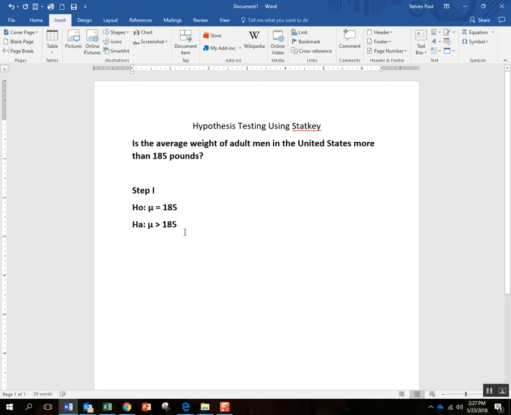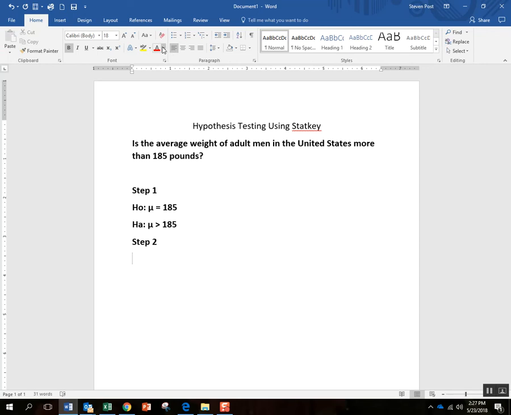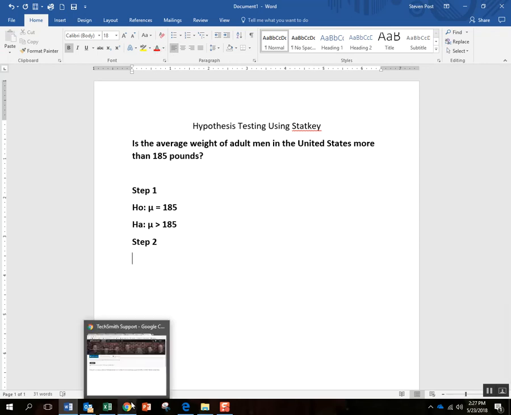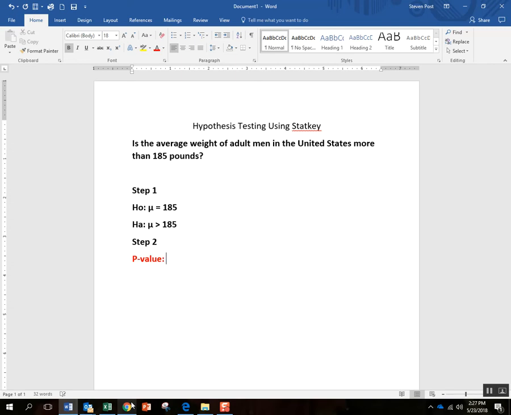Step two is to find the p-value. So the p-value is the answer to this question. So the p-value answers the question. I'll just put this in red. What is the likelihood of getting data as extreme as we did if the null hypothesis is correct?